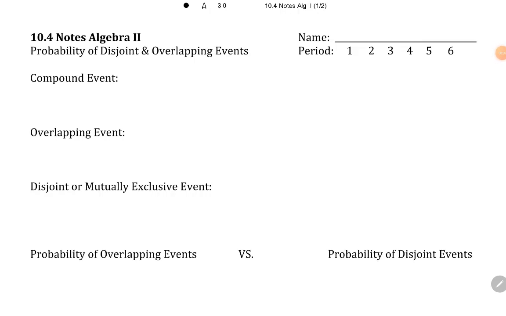In Algebra 2, we're going to be looking at the probability of disjoint and overlapping events. A compound event is the union or intersection of two events.